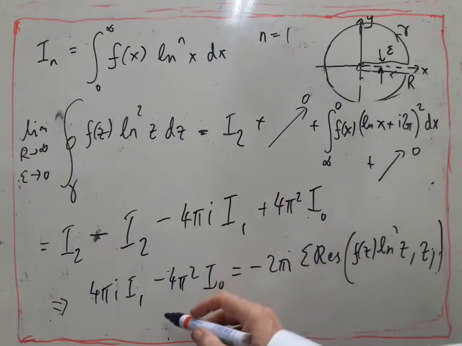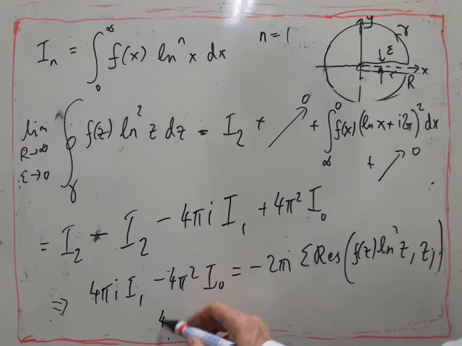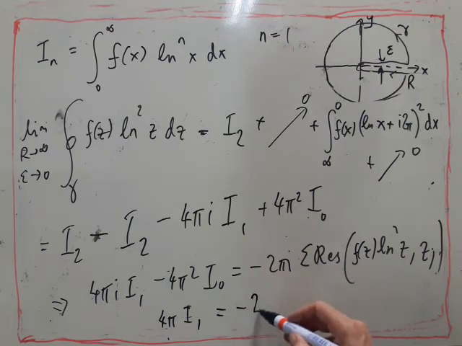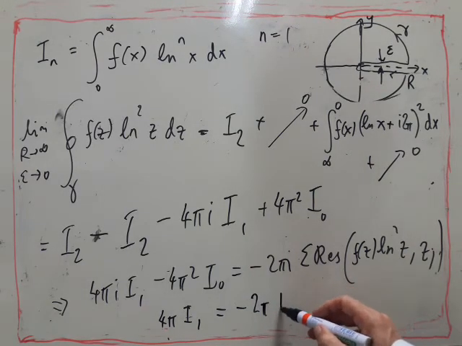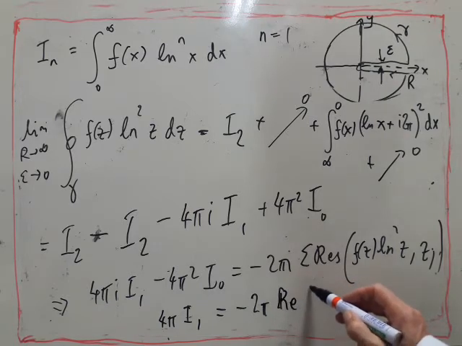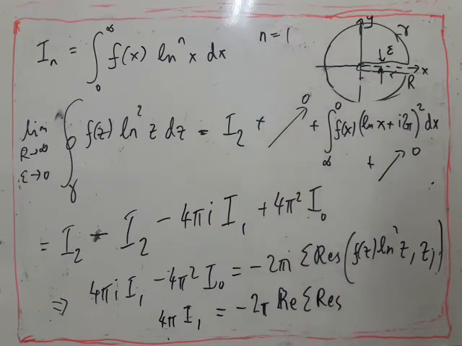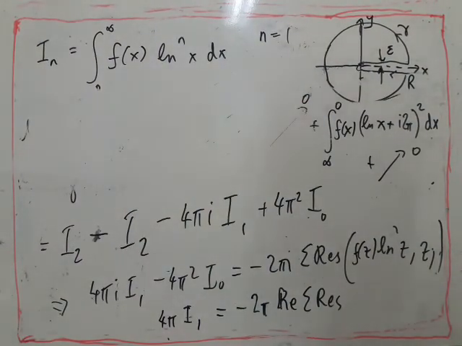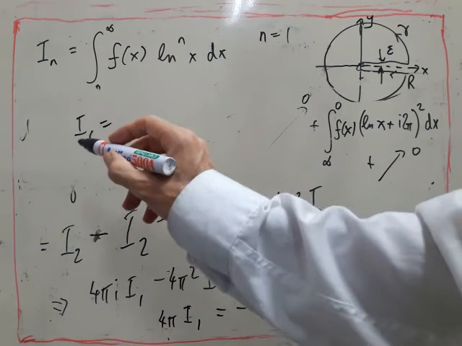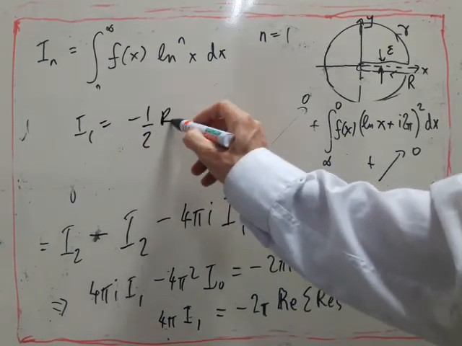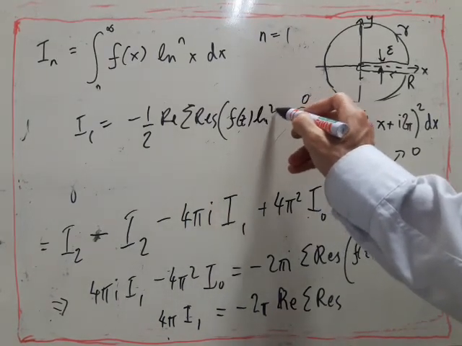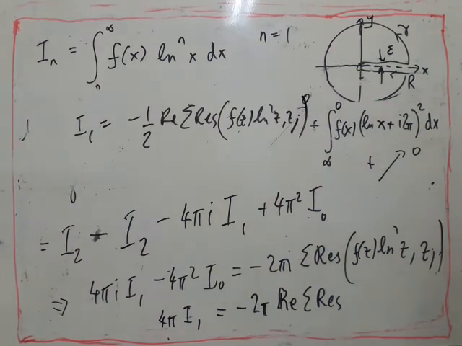So we end up with, taking the imaginary part, 4 pi I1 is equal to simply minus 2 pi, the real part of the sum of the residues, or to give the final expression, I1 is equal to minus a half times the real part of the sum of the residues of f(z) log squared z at the various poles.